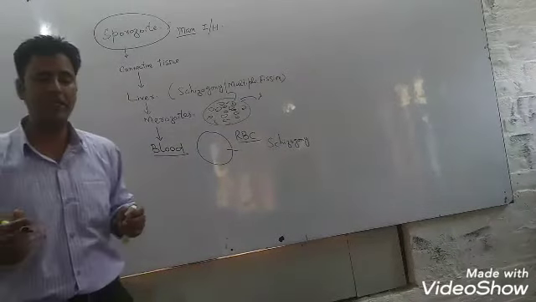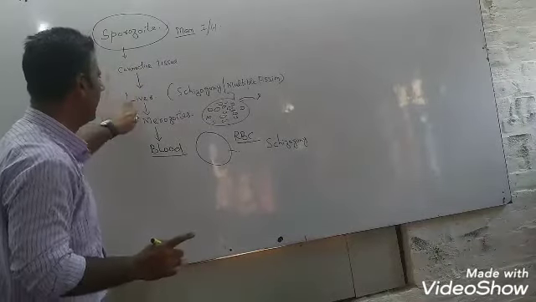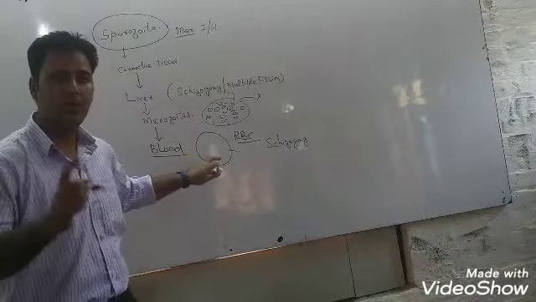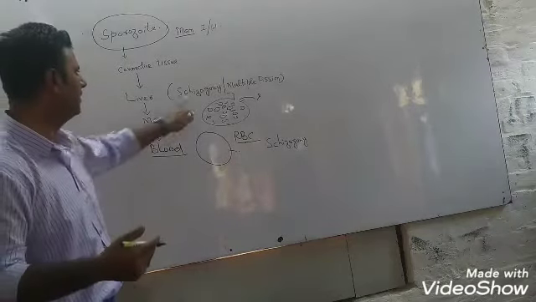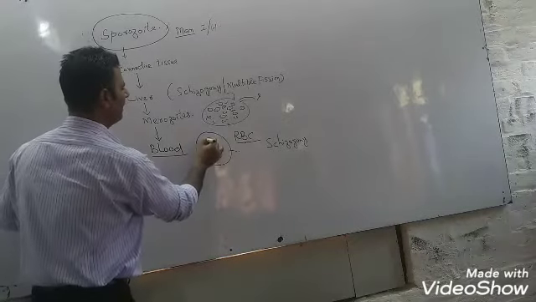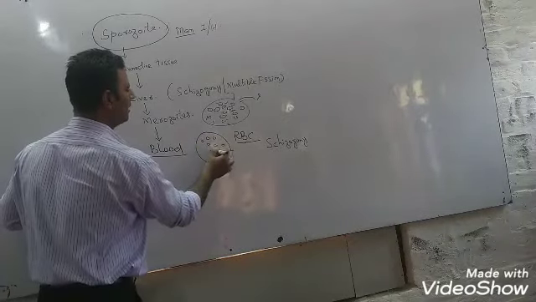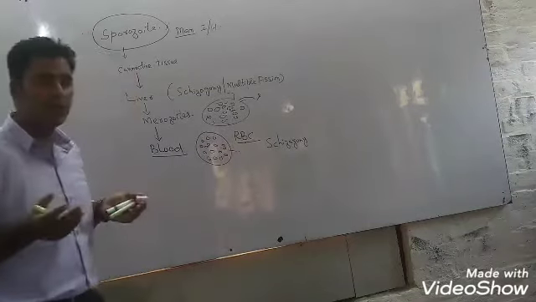Multiple fission will be taking place. We have noticed the multiple fission in the liver, and we have also witnessed multiple fission, that's schizogony, in the RBCs. What will happen? Again, a large number of merozoites will be produced inside the RBCs.